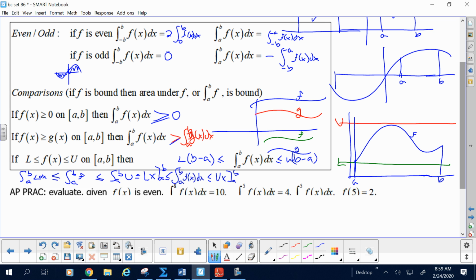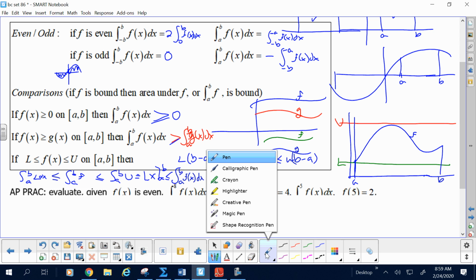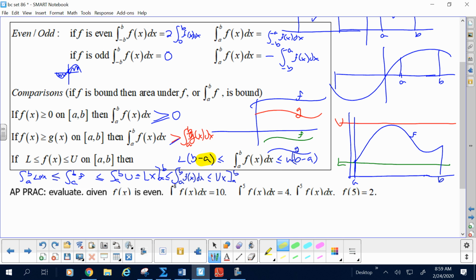Now, that's great. It's analytical and it's true. Let's talk visual. What is this? This L times (B minus A), what does it mean graphically?